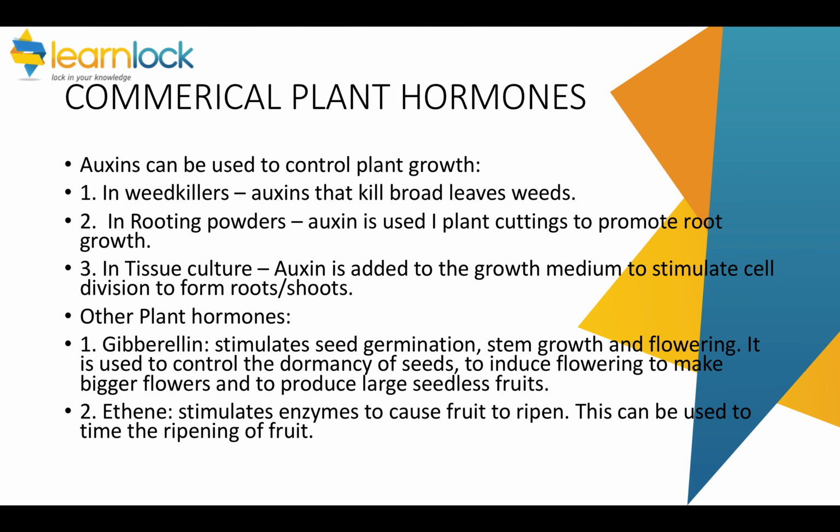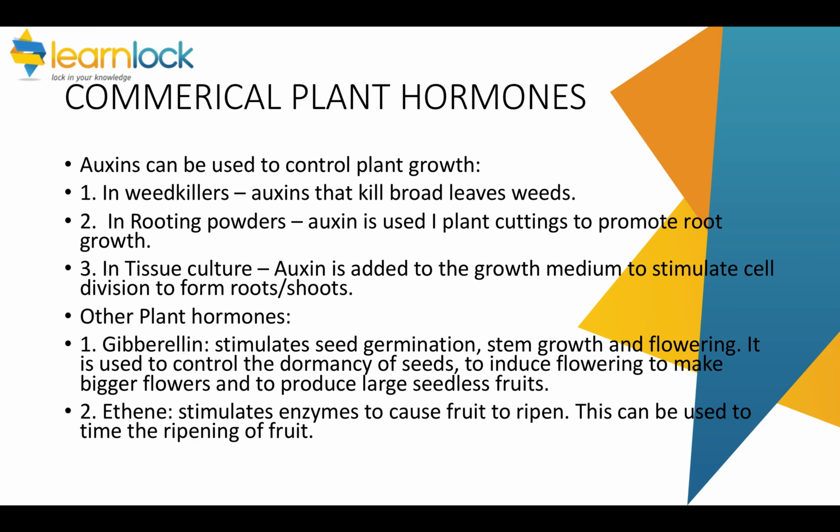You can also produce plant hormones and use them commercially. So they can be used in things like weed killers, so specialised auxins that just kill broad-leaved weeds and don't kill other plants. In rooting powders, auxin is used in cuttings to promote root growth, so you dip the plant cutting in and then the root will grow. And in tissue culture, auxin is added to the growth medium, and that stimulates cell division and forms roots and shoots. There's other plant hormones as well.